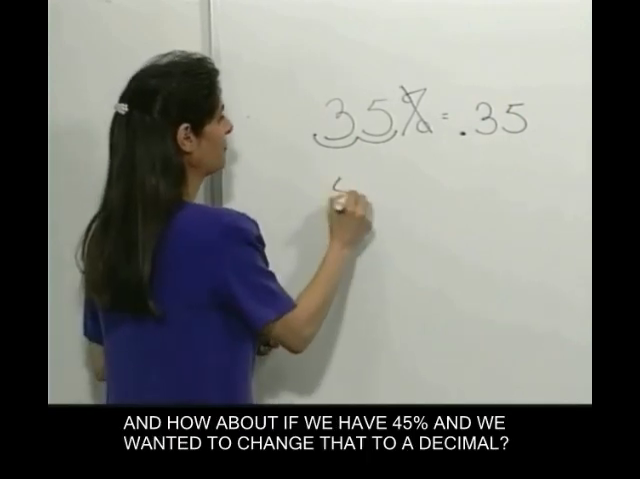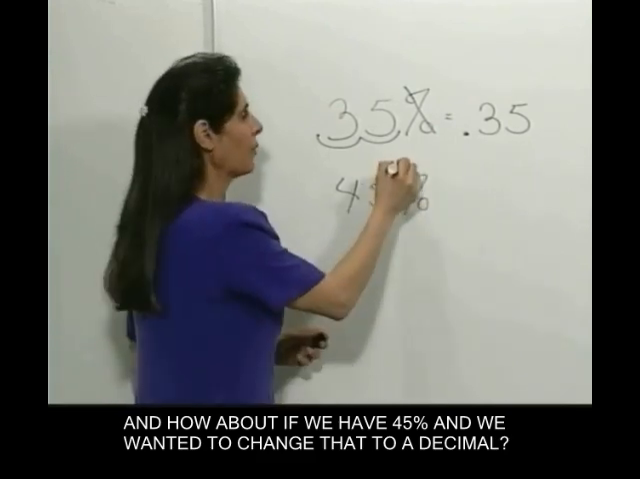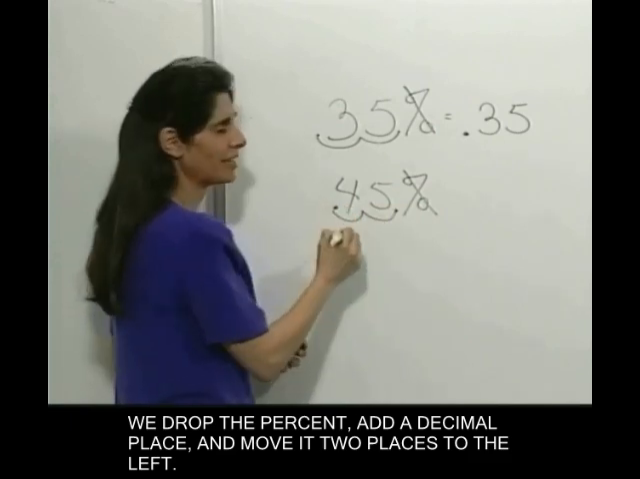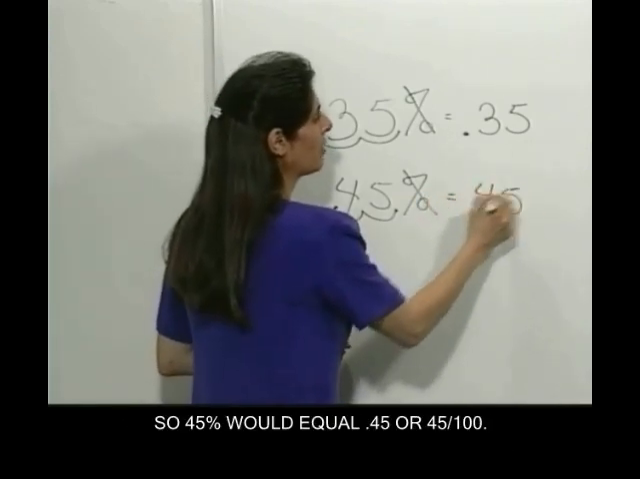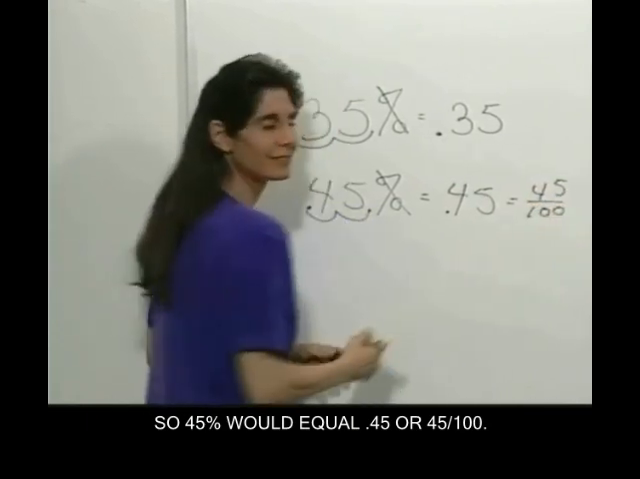And how about if we have 45% and we want to change that to a decimal? We drop the percent, add a decimal place, and move it 2 places to the left. So 45% would equal 45 hundredths.